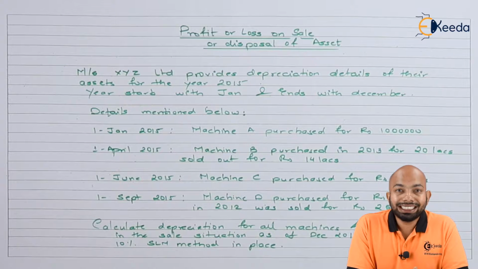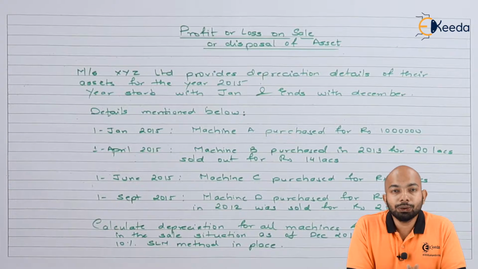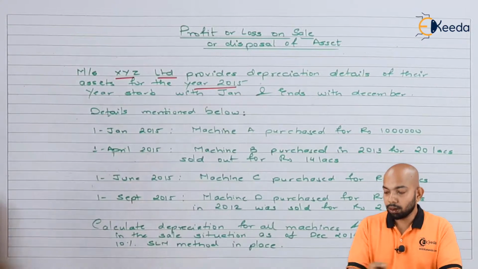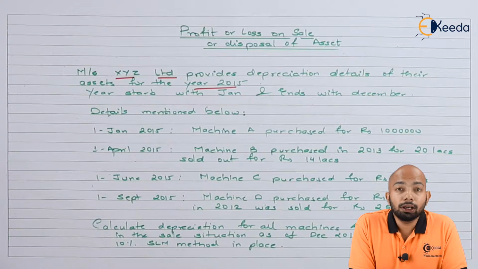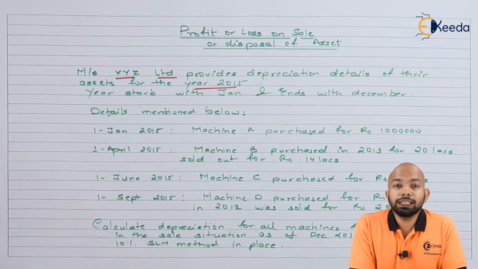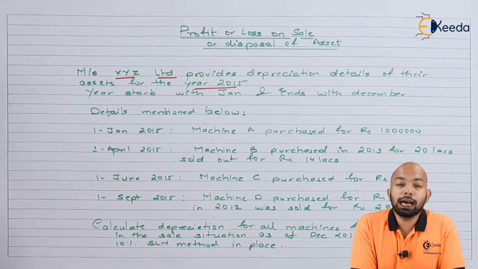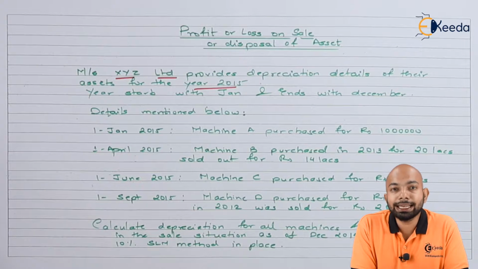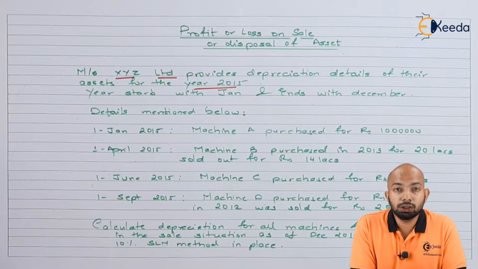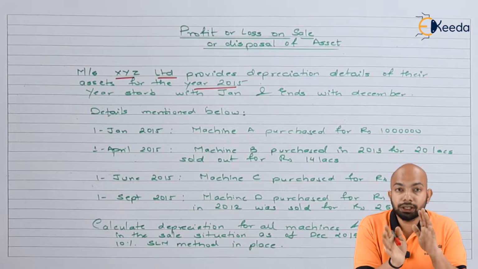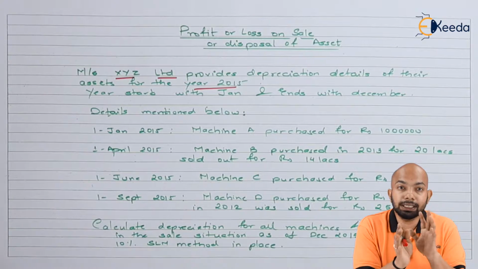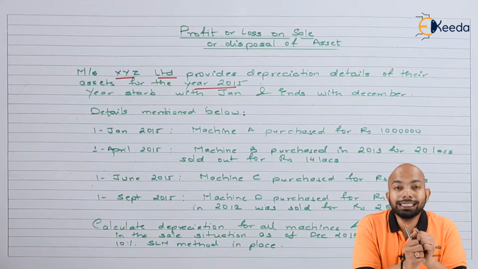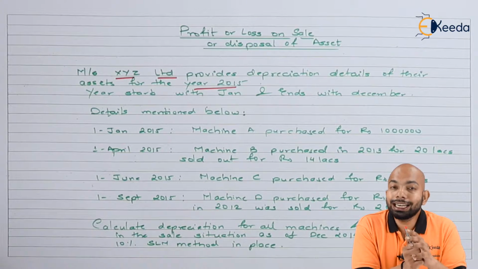So we have mentioned certain details here. We'll read out the sum for you and then we can start with the working. Messrs XYZ Limited provides the details of their machines or assets account as of the year 2015. Their year starts from month of Jan and ends in the month of December. So the start and the end is Jan to December. So this is how you are going to calculate depreciation considering this tenure. Now there are further details that are provided here which we'll go ahead and read out.